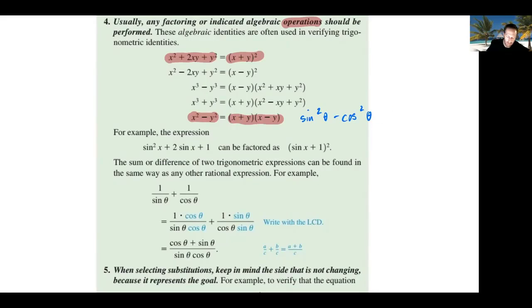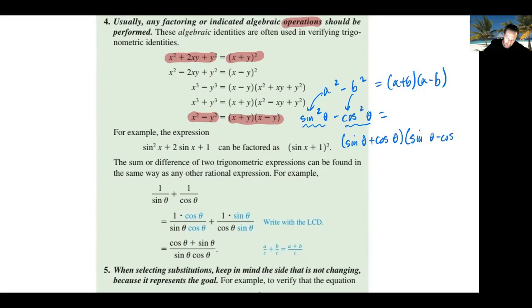So what can we rewrite that as? Well, you can treat this as an a squared minus b squared, which you should know is a plus b times a minus b. The only difference is our a is sine theta and our b would be cosine theta. So we could rewrite that as sine theta plus cosine theta times sine theta minus cosine theta. So what I'm trying to show you is that the process is still the same. It's just going to look a whole heck of a lot different now that we are in trig.